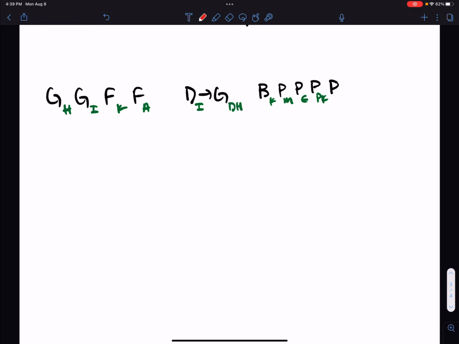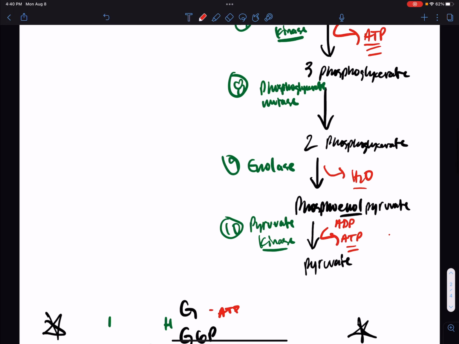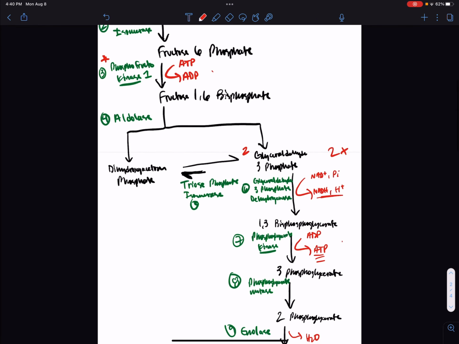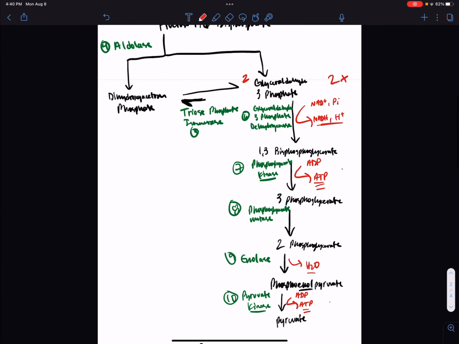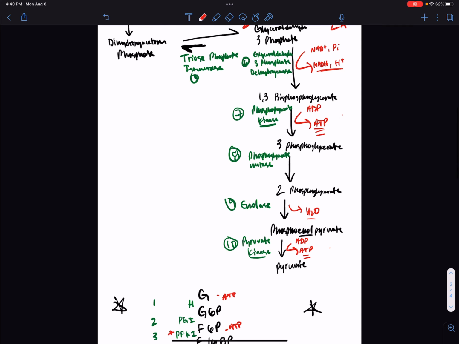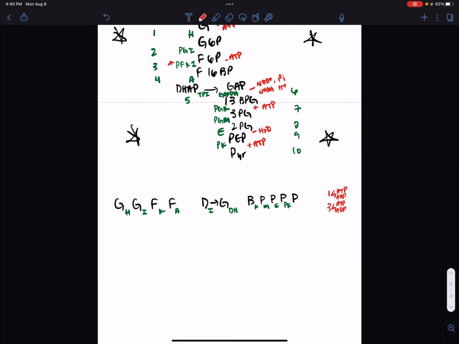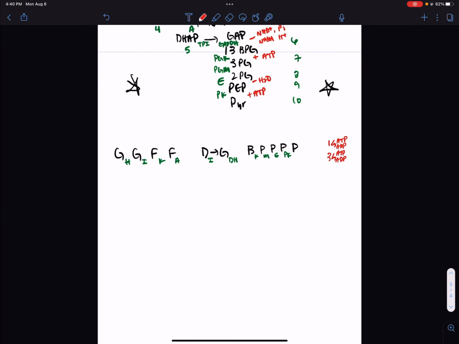So steps 1 and 3 are investments, right? So you put ATP in and you get ADP out. And then up here in step 6, you're putting NAD plus and inorganic phosphate in, and you're getting NADH and hydrogen ions out. So 1, 3, 6, 7, and then 9 and 10.